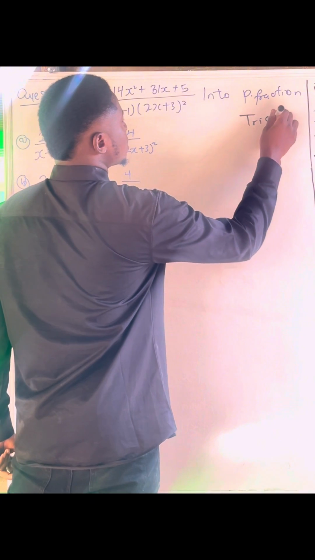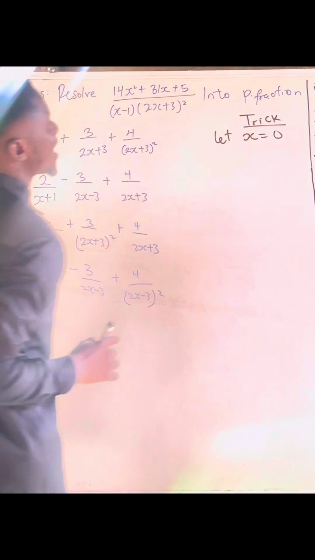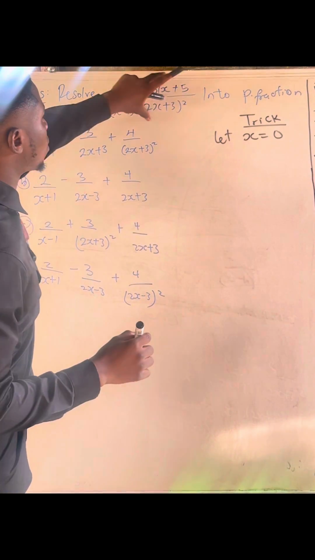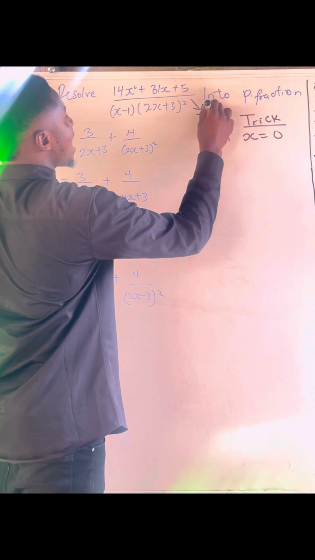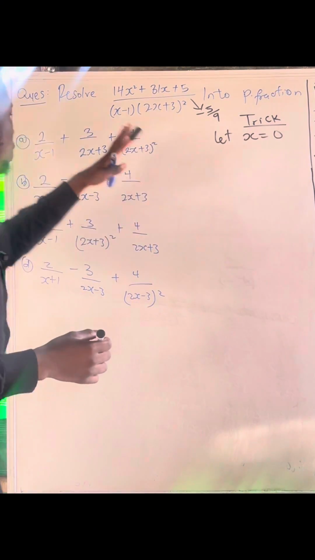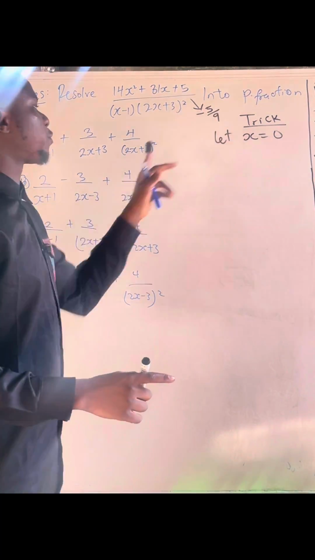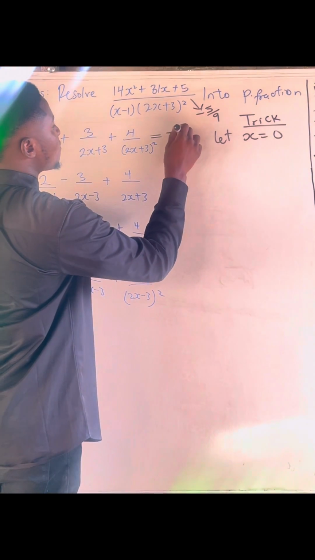Don't forget that if you are using the trick, just let x equal 0. So if I let x equal to 0 and I substitute x equals 0 into this equation, I'm going to get minus 5 over 9. So I will now be substituting x equal to 0 into the options, one after the other. Any one that gives me minus 5 over 9 will be the correct answer. If I substitute into option A, I will get minus 5 over 9.